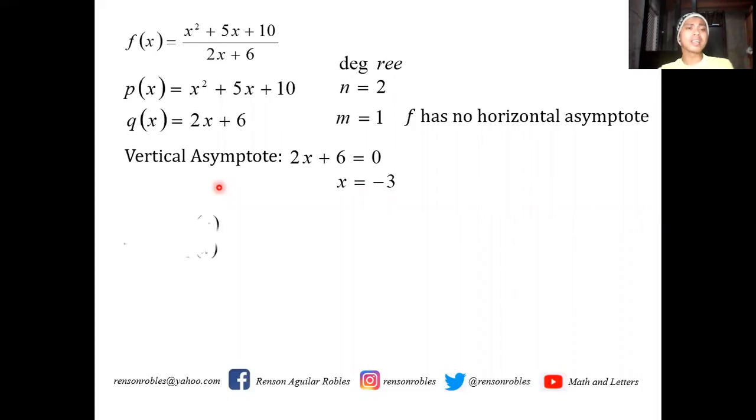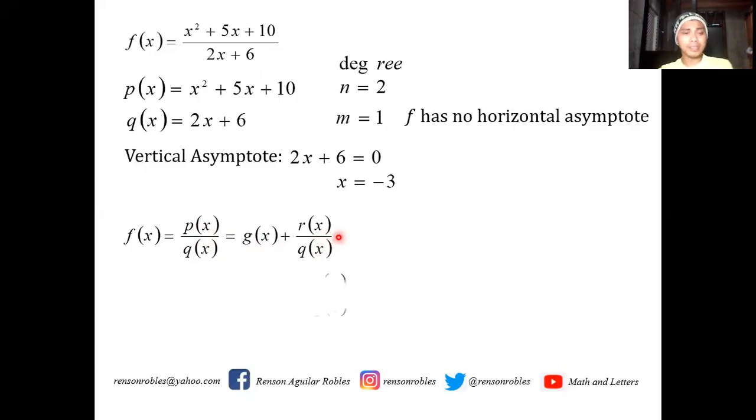Now, say f of x equals p of x over q of x can be reduced to the form g of x plus r of x over q of x. This g of x plus r of x over q of x can be obtained if you divide p of x by q of x. When are you going to divide p of x by q of x? That is when the degree of p of x is greater than or equal to the degree of q of x. So when you divide p of x by q of x, you have a quotient plus remainder over divisor. So g of x is the quotient and r of x is the remainder.